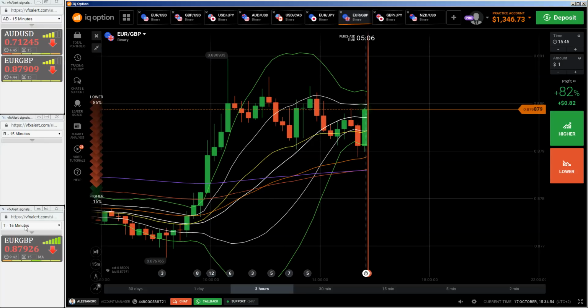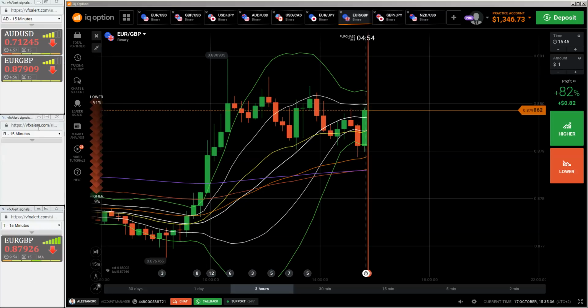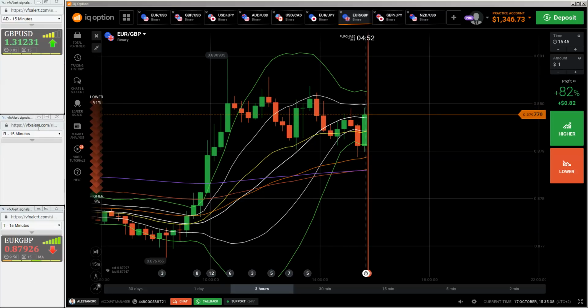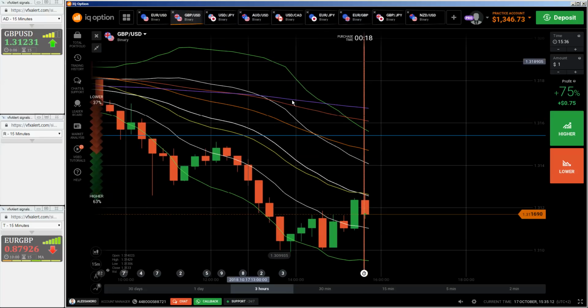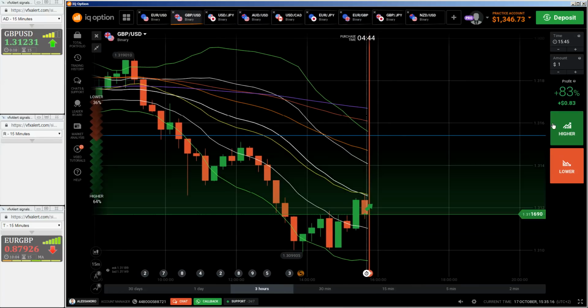There are a few signals where I can show you this. There are the reversal signals, the trend algorithm, reversal algorithm, and the adaptive one. And also there are some for the cryptocurrency, which I never used. I have shown you already how to trade the 1 minute and the 5 minute. And that will be maybe the last one, which is showing you how to trade the 15 minute.